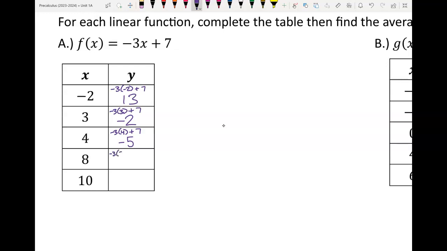Negative 3 times 8 plus 7. What's negative 3 times 8? Negative 24 plus 7. Negative 17. All right, negative 3 times 10. What is that? Plus 7. 23. All right, what we want to do.